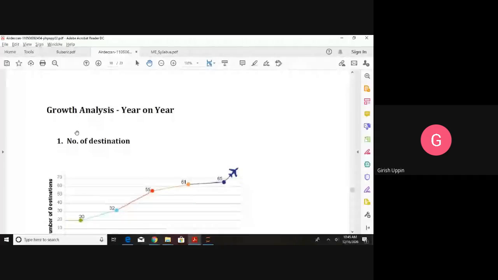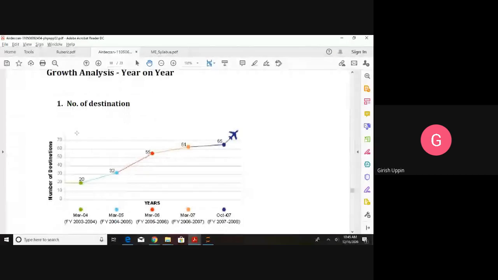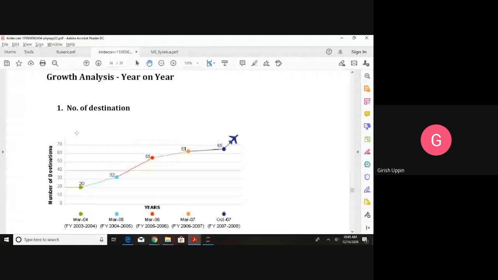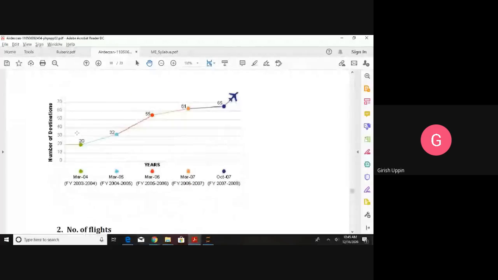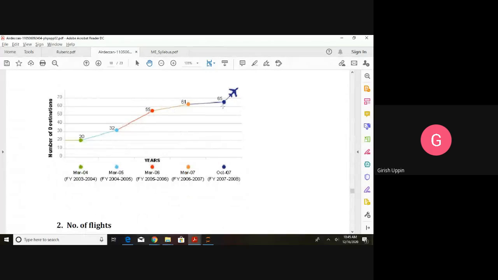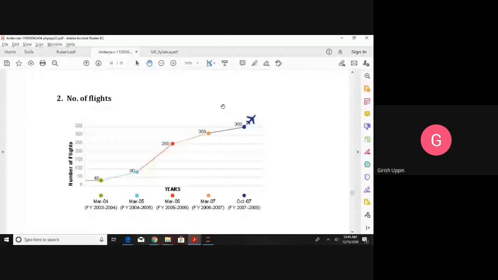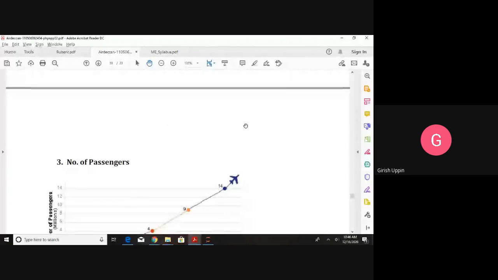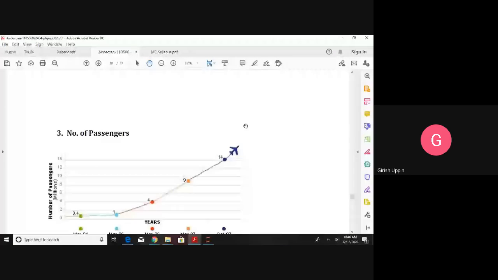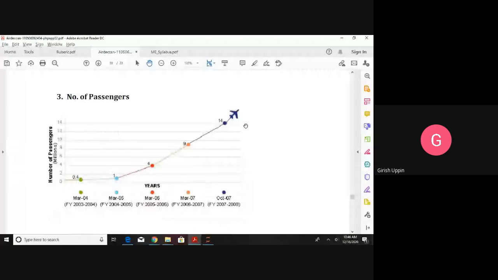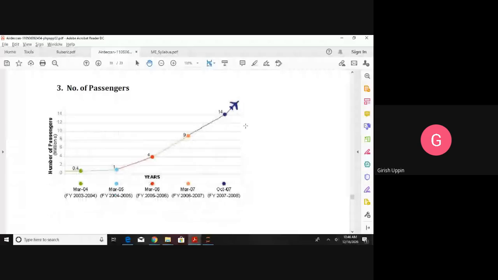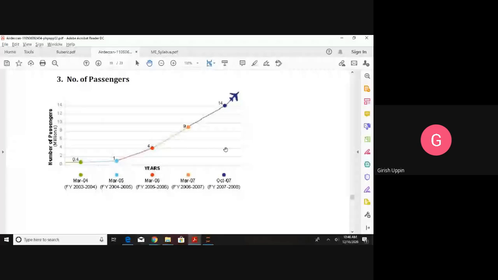So these are some of the growth charts, number of destinations. So there is a constant increase. Number of flights. So it started from 46 to 350. Number of passengers. So it is in terms of millions, from 0.4 million to 14 million in October 2007.